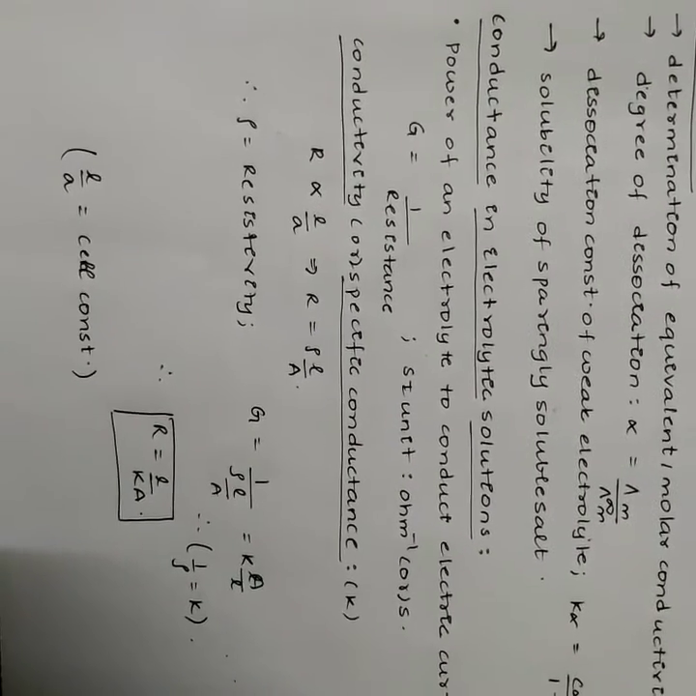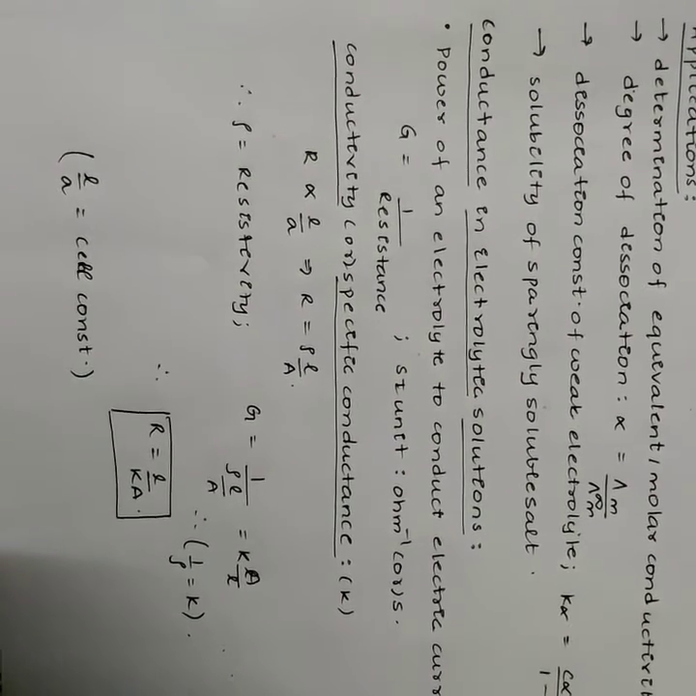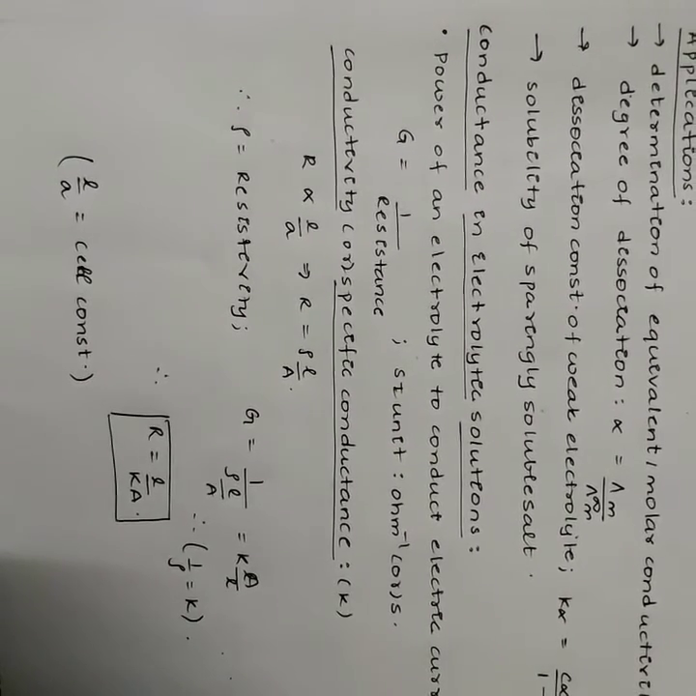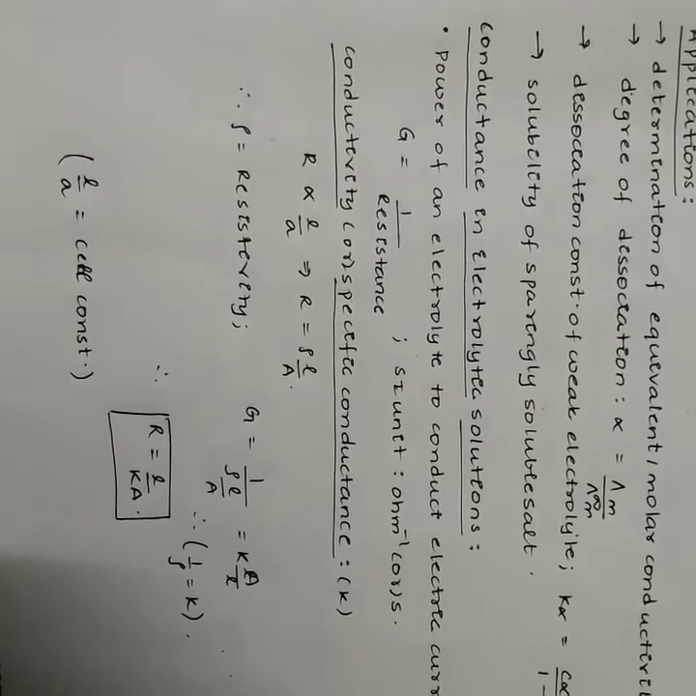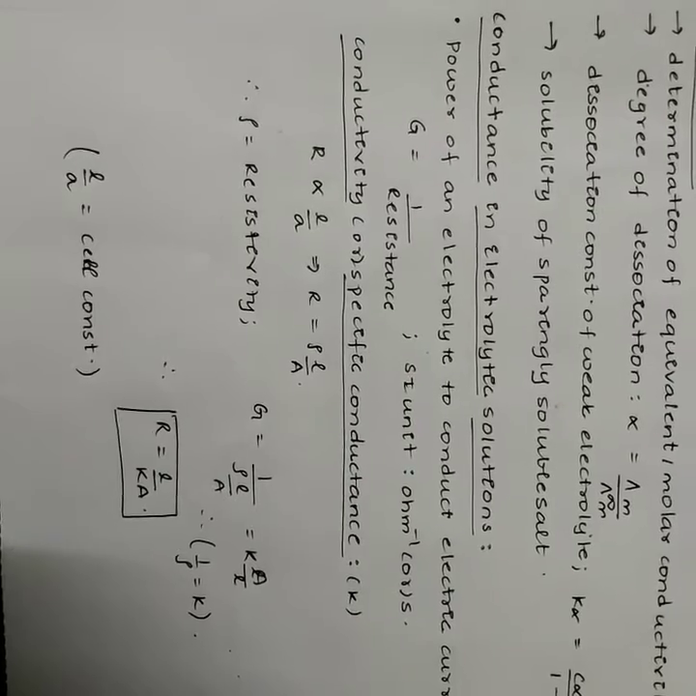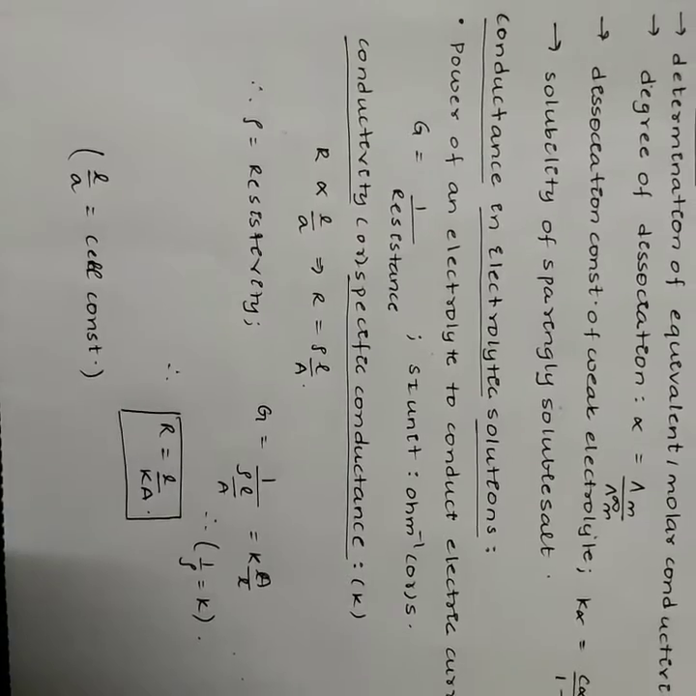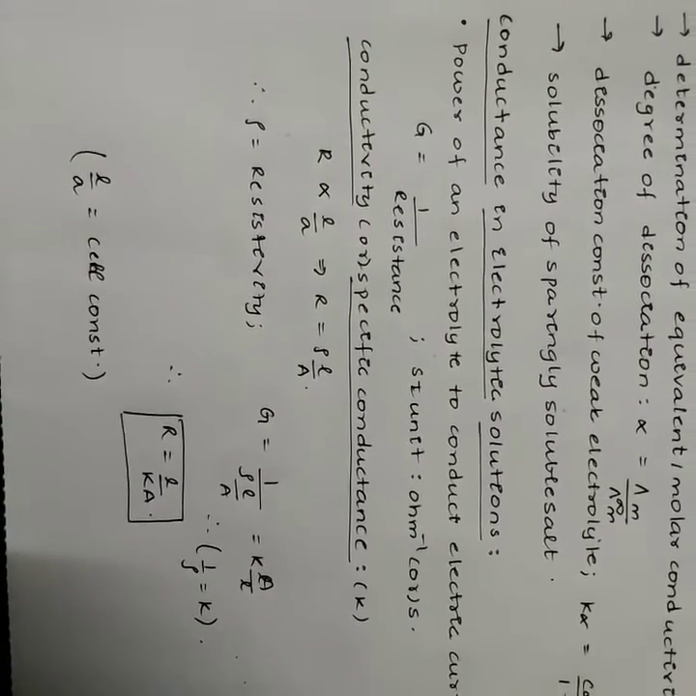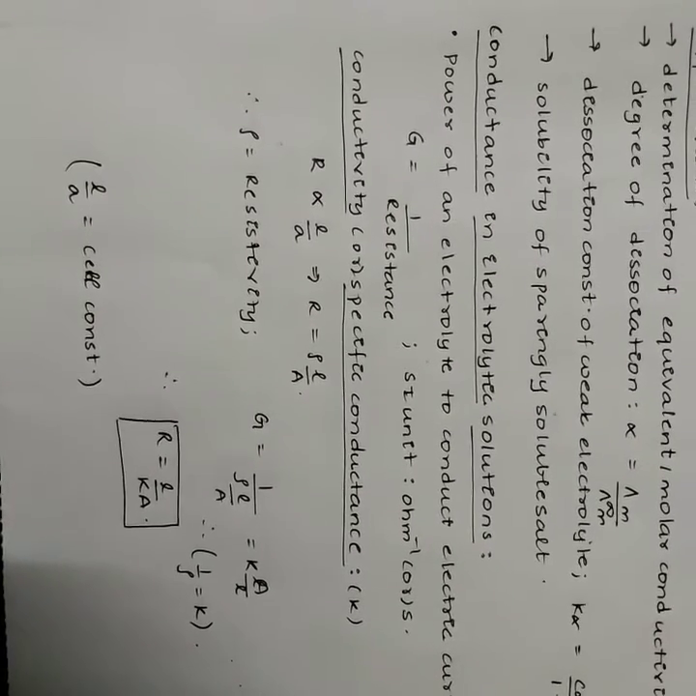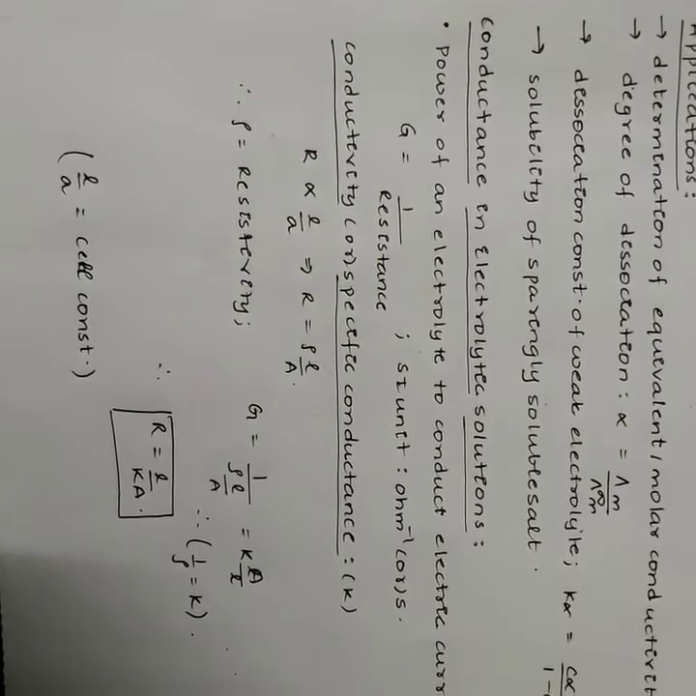Conductivity or specific conductance, K. The resistance of any conductor varies directly with its length and inversely with its area. That is, R is directly proportional to l by A, or R is rho l by A, where rho is the resistivity or specific resistance. Since G is 1 by R, G is 1 by rho, A by l. 1 by rho is K, so G is KA by l. Therefore, K is G times l by A. l by A is also called the cell constant.